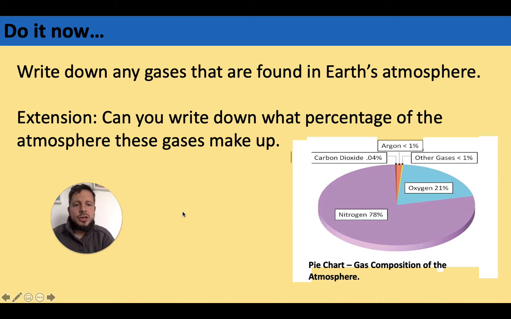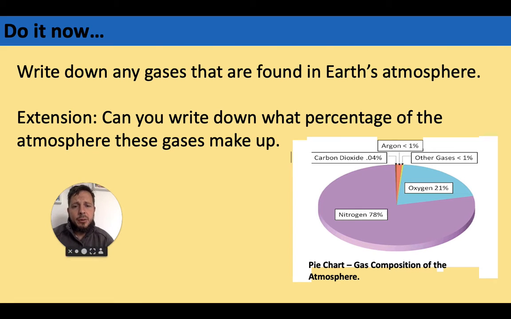Okay, let's see what you've got. So there's a pie chart which tells you the composition of the atmosphere as it is today. And you can see that nitrogen makes up 78% of the atmosphere. Oxygen makes up 21% of the atmosphere. You've got argon, which makes up nearly 1% of the atmosphere. Carbon dioxide makes up 0.04%. And then you've got other gases making up less than 1%.